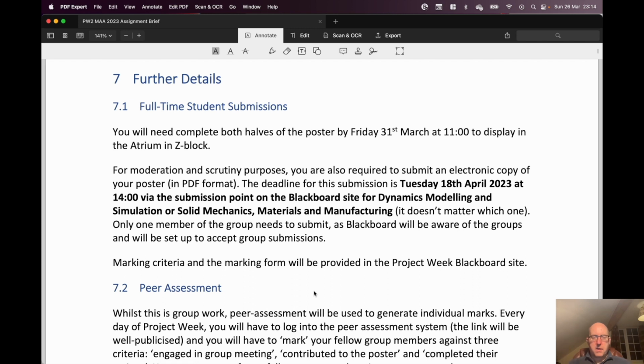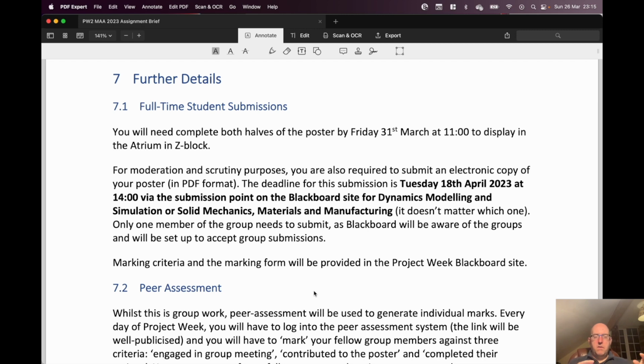But I'll talk here now about some of the submission details. So the idea is that you'll produce a poster as part of the work, with half of the poster being around materials and structures, and the other half being about dynamics and modelling. And the deadline, in a sense, is for 11 o'clock on the Friday. There'll be some poster boards up in the atrium and Z block, and you need to find one and post your poster on the poster board on display. Okay, because the marking process is with tutors going around, having a look at the posters and marking them there and then.